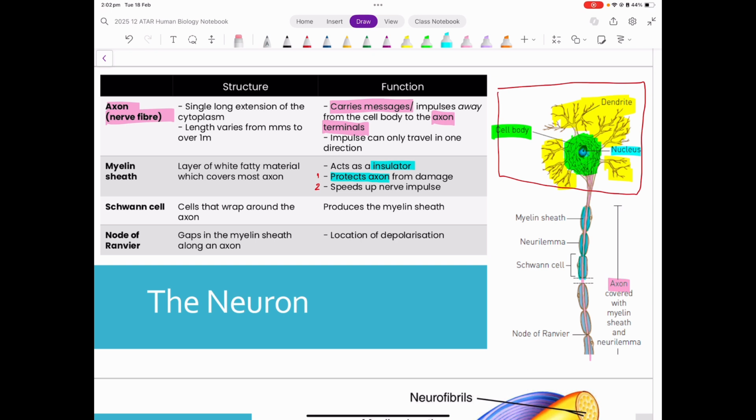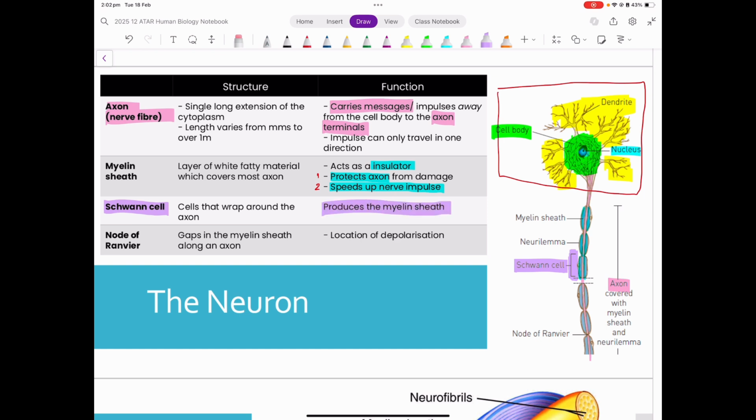The second thing, and the most important thing for us, is that this myelin sheath speeds up how quickly these nerve impulses are travelling along that axon. The myelin sheath itself is made up of individual cells, known as Schwann cells. What I've highlighted in purple here is one Schwann cell. They are responsible for the production of the myelin sheath, and very simply, they wrap around it.